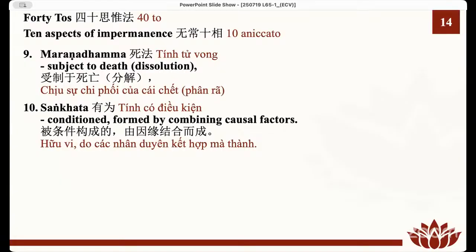Sankata, conditions formed by combining causal factors. So here we have many different causes of nama rupa. Some of them are janaka hetu, the producing cause. Some of them are upatthambhaka hetu, supporting cause. So when we have these two causes, then they will produce nama rupa continuously. That's what I call sankata dhamma.